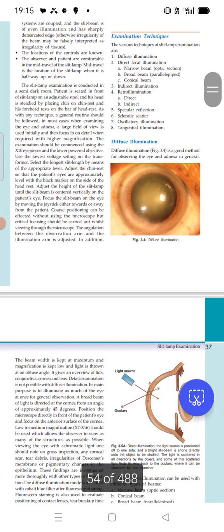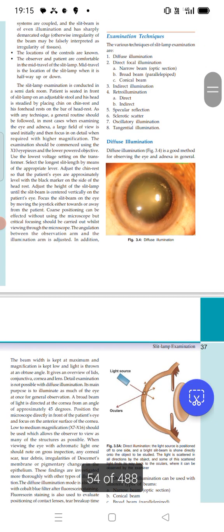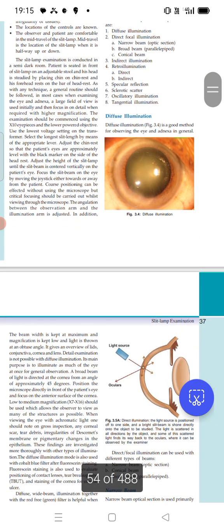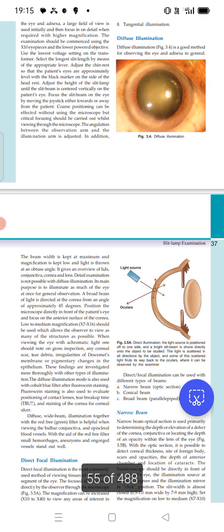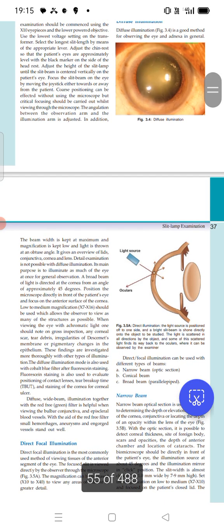Generally, to observe the eye and adnexa, we use diffuse illumination. We can also use diffuse illumination to do the TBUT test, where we can see the fluorescein pattern. In RGP contact lens fitting, and in soft contact lens fitting also, we use diffuse illumination.